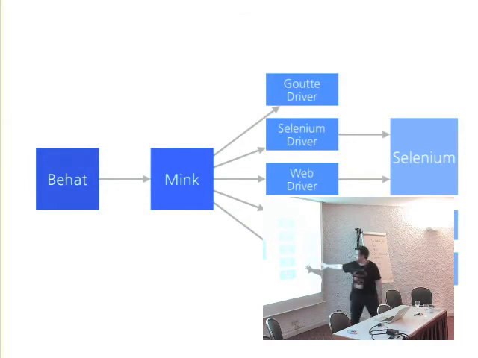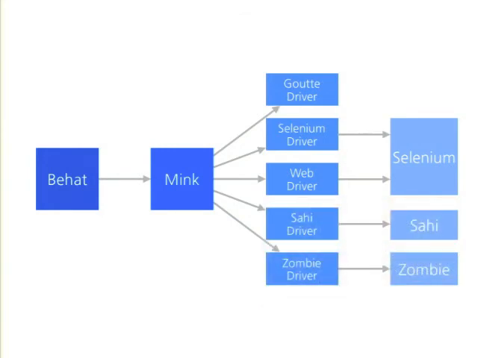There's also an interface to Zahi. Zahi is basically the same as Selenium, just from a different vendor. I don't think it's open source, but I don't really know. Zombie is also very cool. Zombie is a headless JavaScript browser, so that you can use it to test JavaScript applications without the need of firing up a full-blown Firefox.